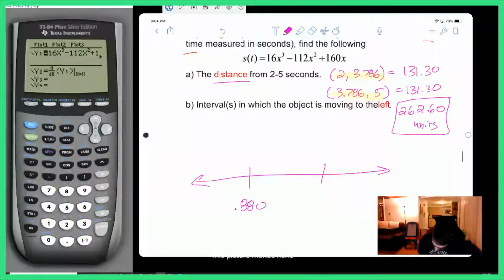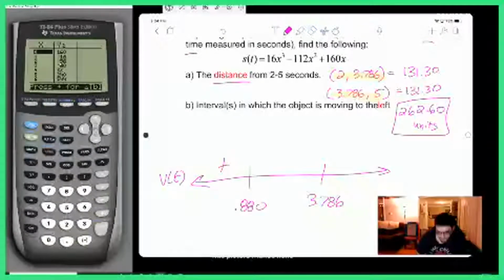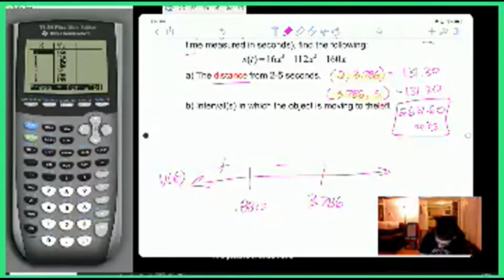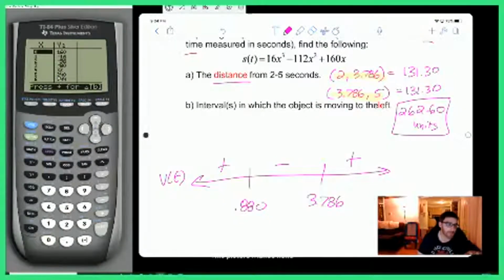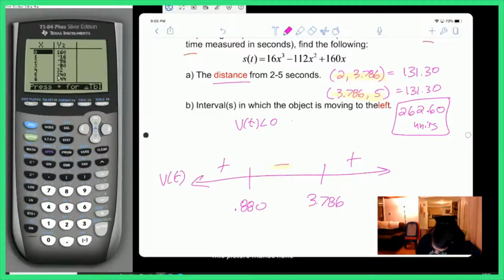So all I really need to do is, using the velocity, look at the calc and find the signs of the velocity. So I'm going to try between 0.880 and 3.786, I'll choose 1. It's negative. And then, of course, if I choose a number greater than 3.786, it's a positive value. So I know that the particle is moving left anywhere the velocity is negative. Okay, and that occurs between 0.880 and 3.786. So that would be my solution to letter B.